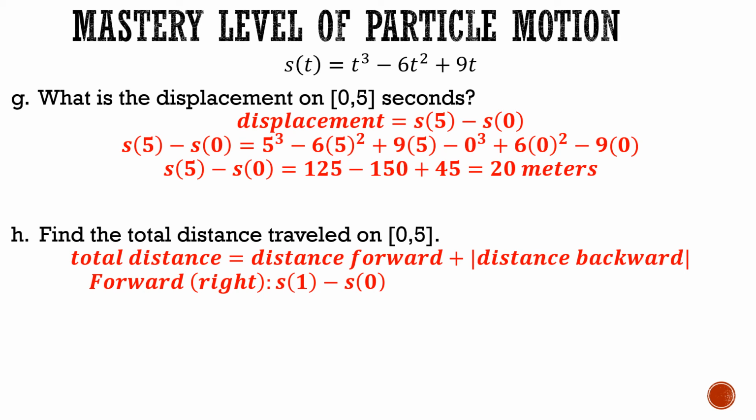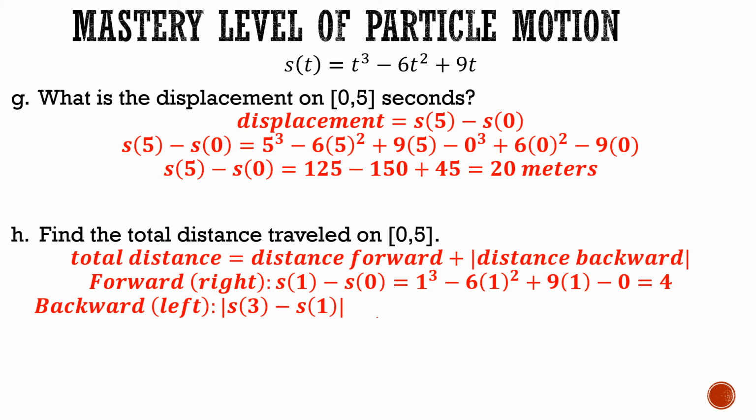All right, so the distance forward would be from s of 1 minus s of 0, which is 1 cubed plus 6 times 1 squared plus 9 times 1 minus 0, which is 4. And then I walk backwards from 3 to 1, or from 1 to 3. So then I calculate that out, plugging in 3 and plugging in 1. And I get the absolute value of negative 4, which is 4. Now, again, I don't want to use negative 4 because that's going to negate the problem, or it's going to take away from where I walked. I want to still contribute that as me walking. I don't want to look at it as me walking backwards.